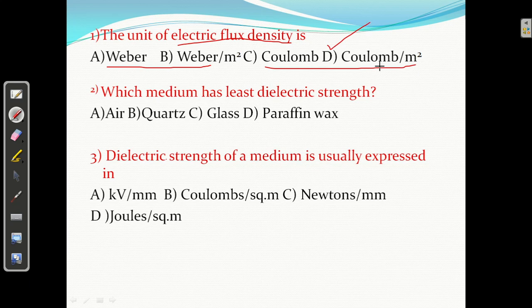Flux upon area, flux means charges, whose unit is coulombs per meter square, right? Which medium has least dielectric strength? Air. Answer is air. Dielectric strength of a medium is usually expressed in, if you talk about the dielectric strength, किसमें करते हैं? किलोवोल्ट पर mm और किलोवोल्ट पर सेंटीमीटर. So it is kilovolt per mm. That is the answer. Okay.